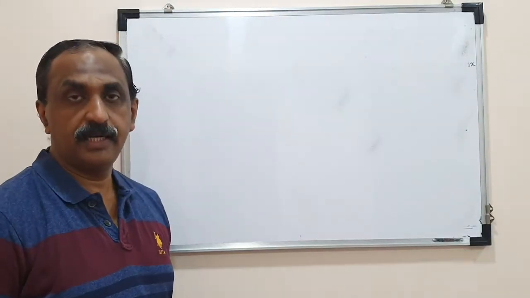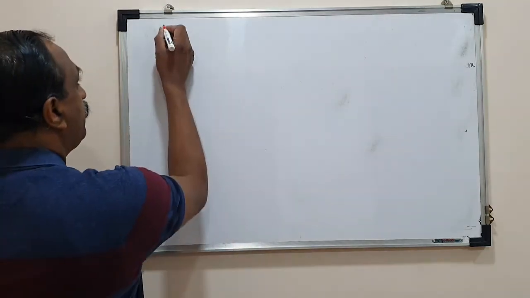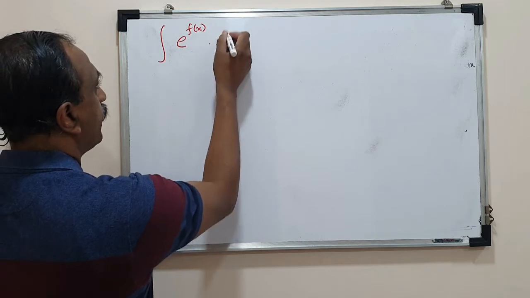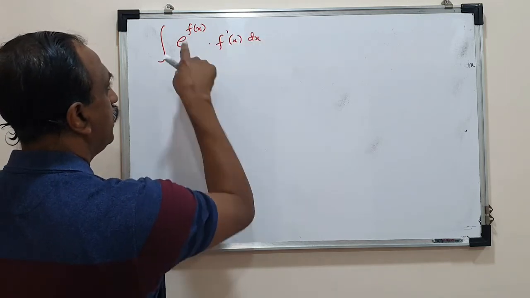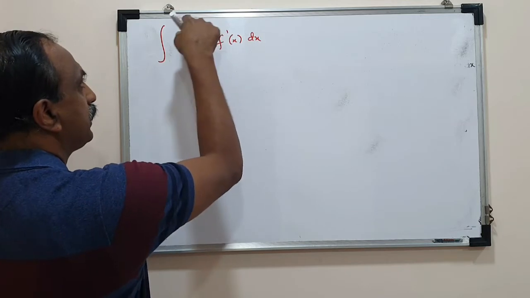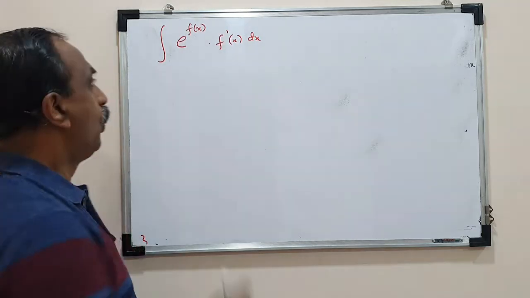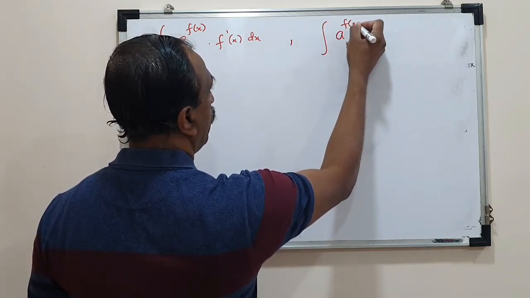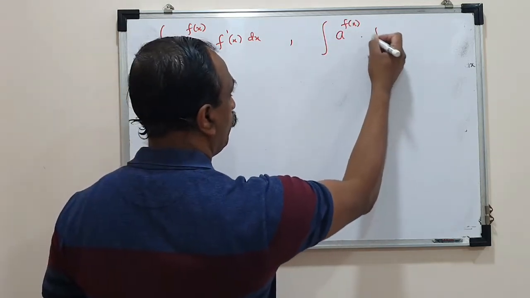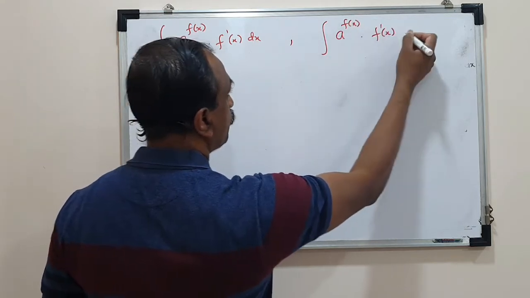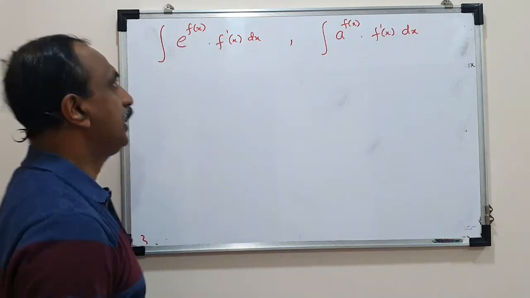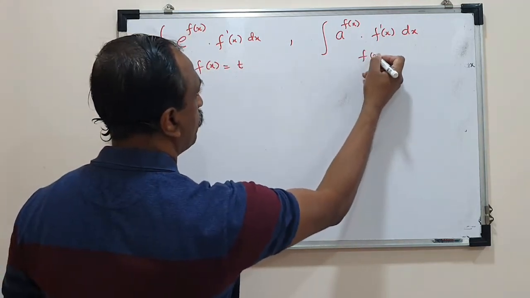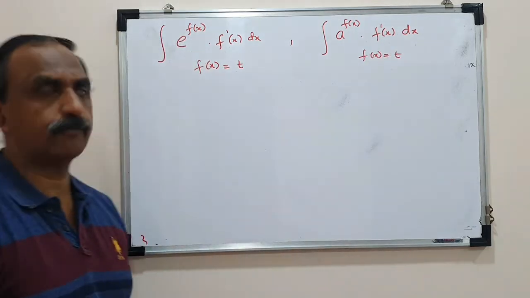Now we shall look at a different kind of function where we have e to the power f of x into f dash x dx. What does this mean? Function e is having a power, and this power's derivative is present. In all the problems with a constant as base and the power a function of x, you will always notice that the derivative of this function will be present. In such a case, the power should be put as t. This is what you have to remember.